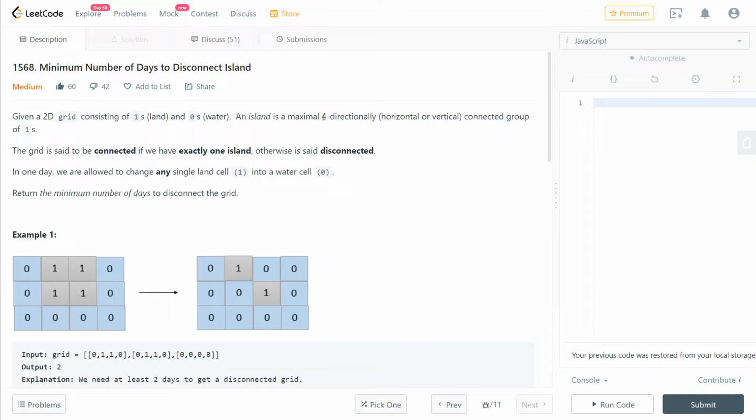This is extremely important. We cannot go diagonally. Now, this is kind of a weird definition, but we're going to go with this. The grid is connected if we have exactly one island. So we need to return the minimum number of days to make it not connected, so to have either 0 islands or more than one island. In one day, we're allowed to make one land cell into a water cell, but we can't do the reverse. We can't take a water cell and make it a land cell.